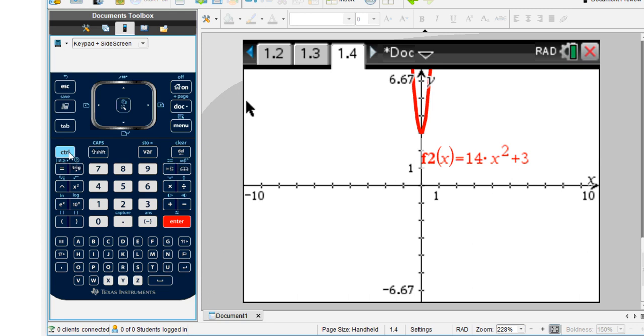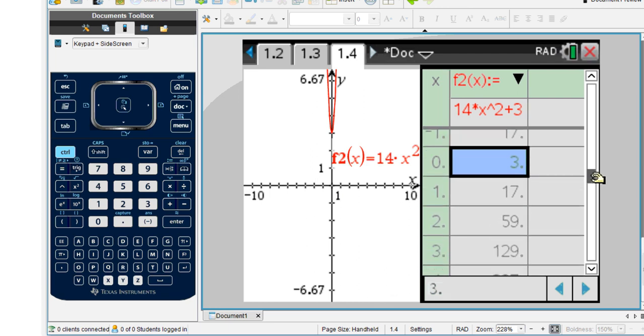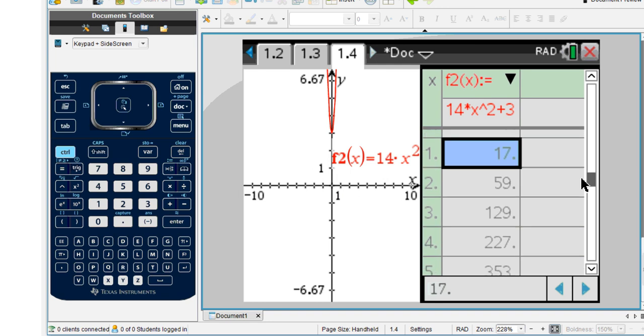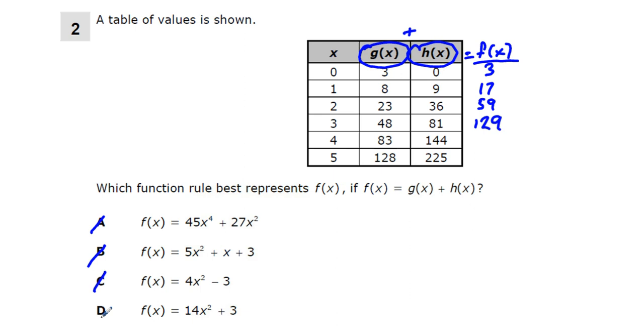And so we go to table view, Control T, and we get these, what should be familiar numbers here, right? 3, 17, 59, 129, okay. So that's going to be our correct answer, D. Should be a pretty easy problem.